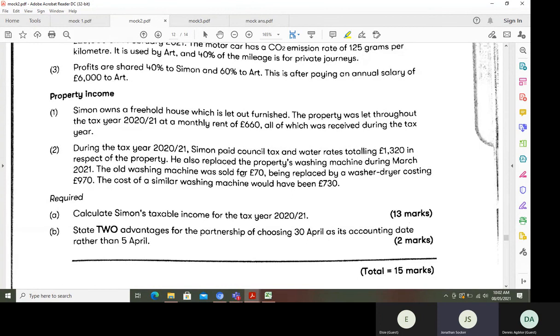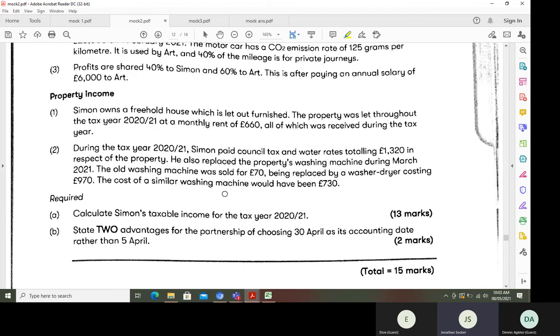And then he replaced the washing machine. Now the old one that was replaced was sold for 70 and was replaced by a washer dryer costing 970. The cost of a similar washing machine would have cost 730. So here, when it comes to replacement of domestic items, it's an allowable expenditure.